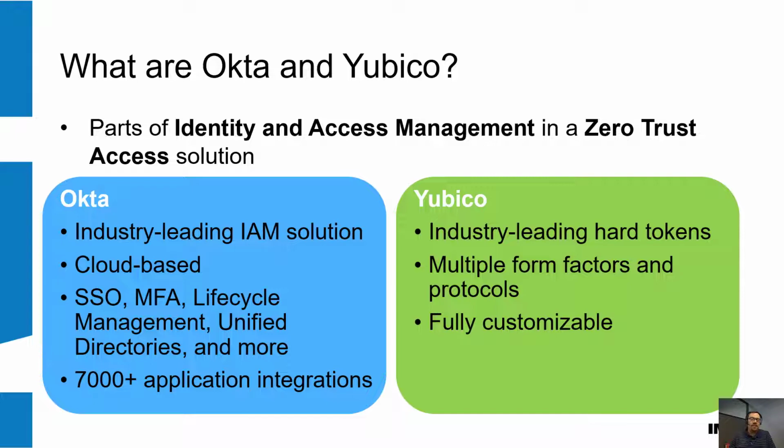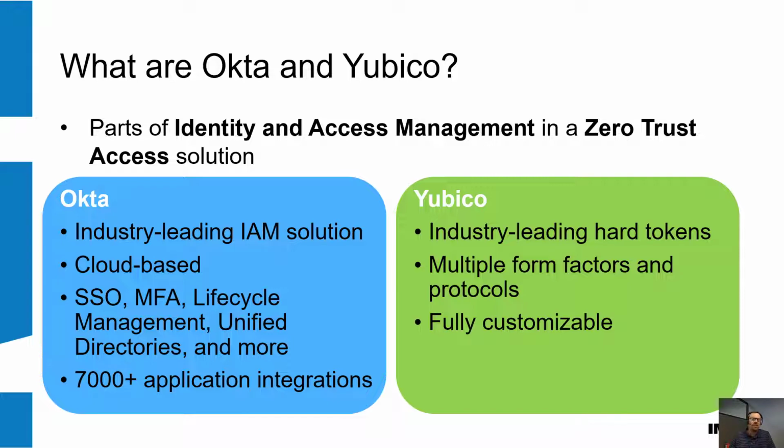Yubico is an industry-leading maker of hard tokens, one of the most deployed hard tokens in the world, used by plenty of Fortune 100, Fortune 50 companies. They come in multiple form factors, multiple protocols, anything from your normal USB stick to NFC to little HSM modules, what have you, and they're fully customizable. They work on all industry standard protocols and can output information to tons of different formats, so you can integrate them into whatever you need to integrate them in.